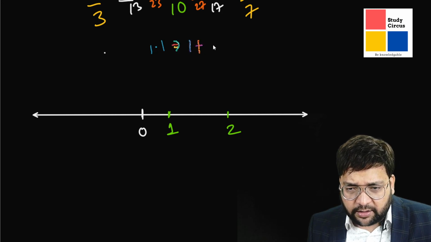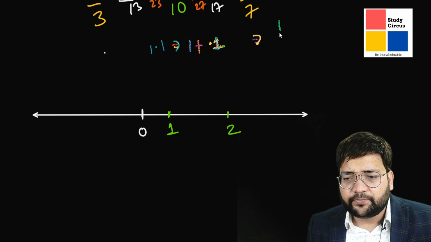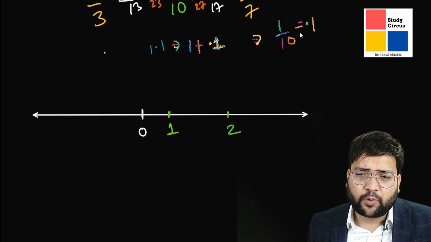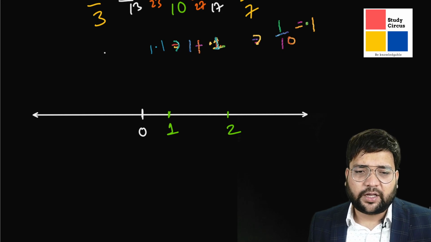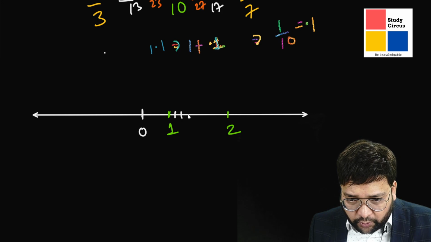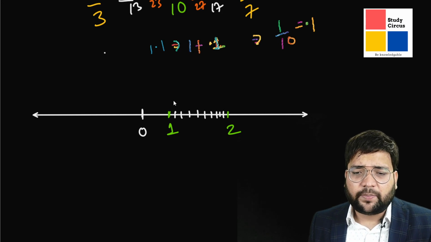And point 1 more than 1. Okay, point 1 is what? 1 by 10. Point 1 is 0.1, which is 1 upon 10, so 1 in 10, right? So after 1, you divide the gap into 10 equal parts, 1 2 3 4 5 6 7 8 9, and just take 1.